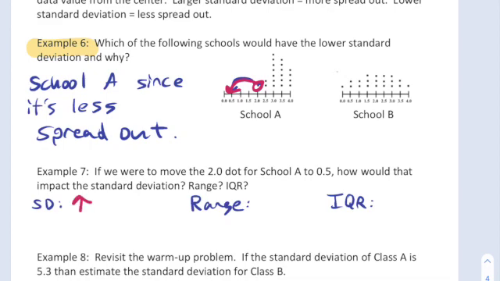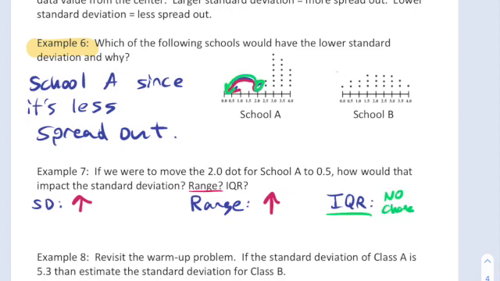Similarly, the range is found by taking the largest data value, 4.0, minus the smallest data value, which was 2.0 but is now 0.5. Since 0.5 is further away from 4.0, the subtraction is actually going to result in a larger number, meaning the range went up. Now what's interesting with IQR is that IQR only deals with the middle part of the data set. So changing a data value on the outside is actually not going to affect the IQR.